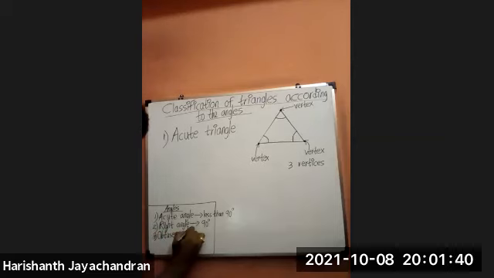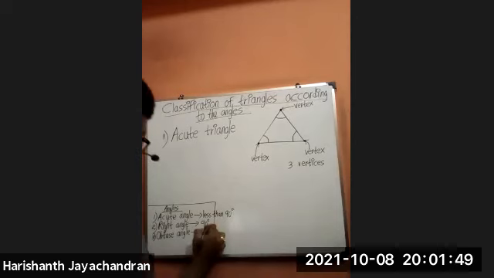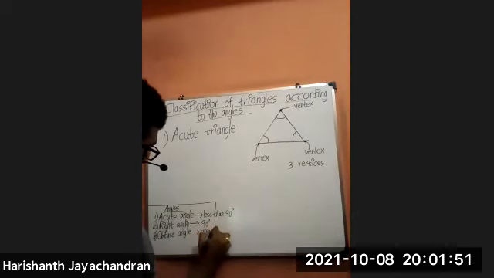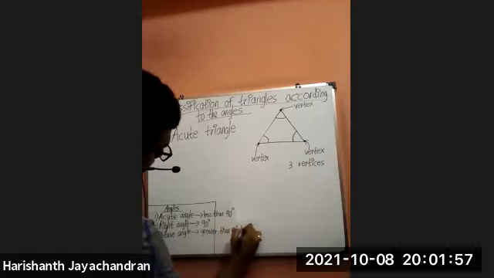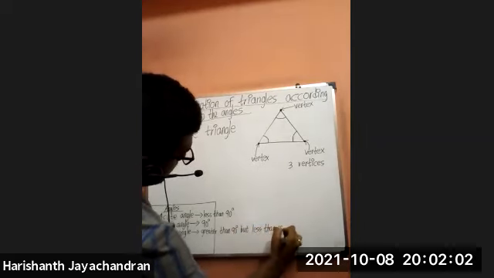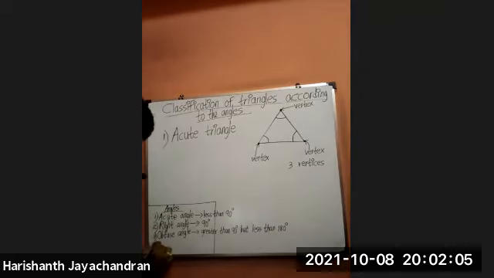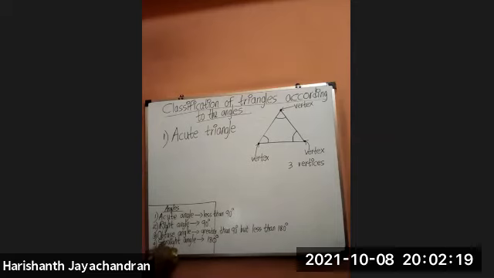If you look into obtuse angle, that should be in between 90 and 180, which means it should be greater than 90 degrees but less than 180 degrees. Okay. The fourth one is a straight angle. If you look into straight angle, that should be exactly equal to 180 degrees.